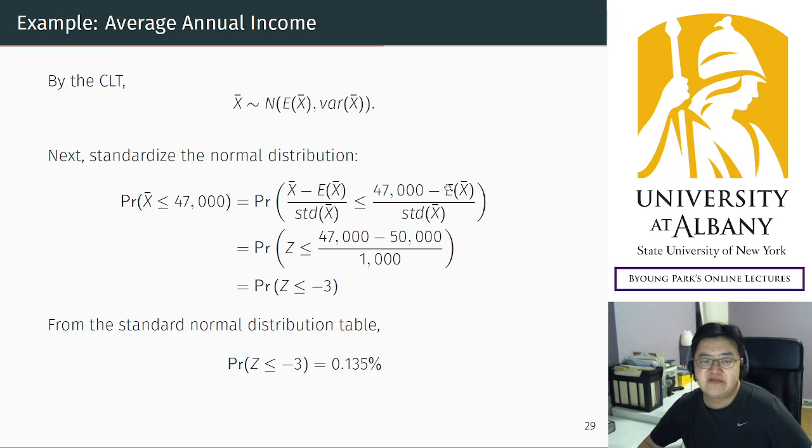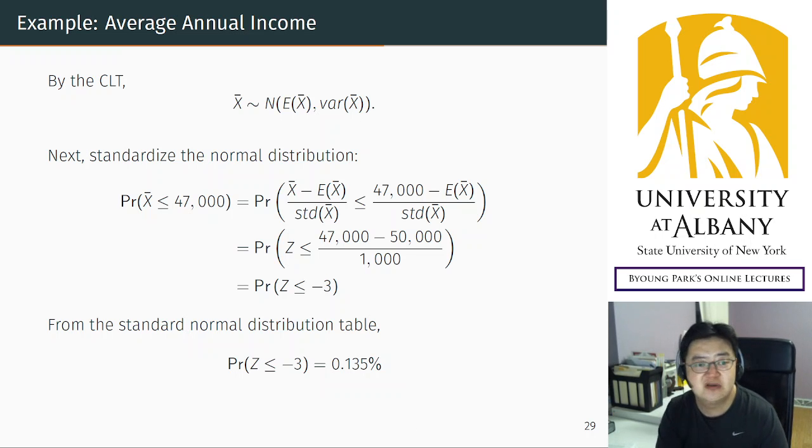Plug in the numbers, 50,000 here, 1,000 here. Then you get the probability that a standard normal variable is smaller than -3, which is the probability we are interested in: the probability that the survey is underestimating by more than $3,000. You can just find this probability from the table, Excel or a calculator, which is 0.135%.